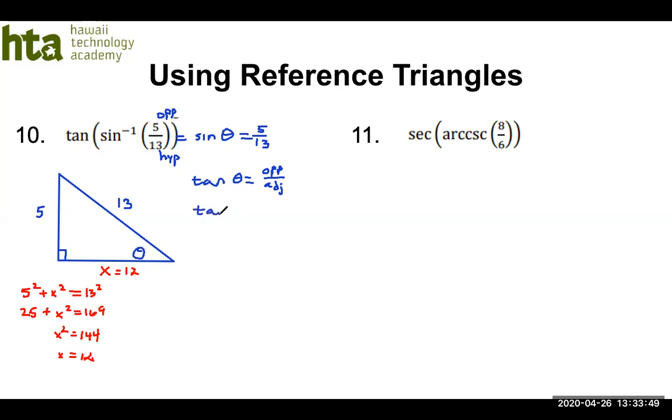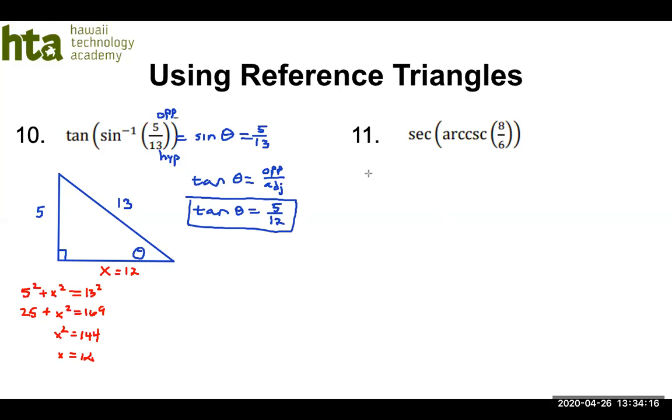So to find the tangent of theta, we do opposite over adjacent. Leave your answer in the form of a fraction, in simplified form. We are not doing the decimal version, okay? That's all it's asking you to do. Find tangent of theta. Well, theta was giving us 5 opposite, 13 hypotenuse. We use our Pythagorean theorem to find the adjacent side to do tangent, okay?